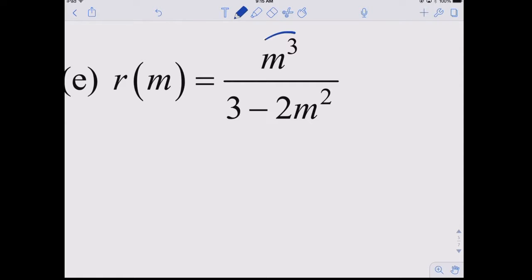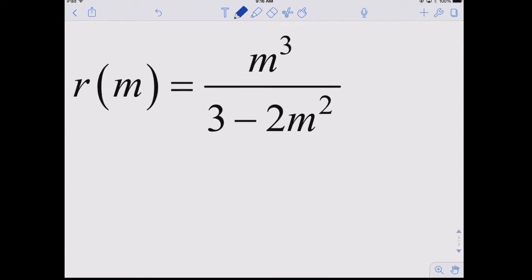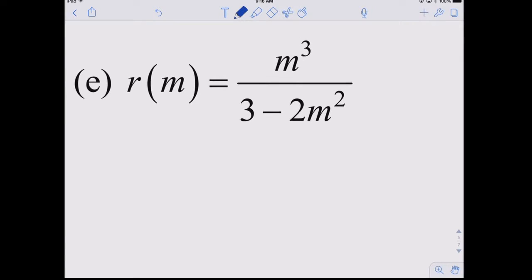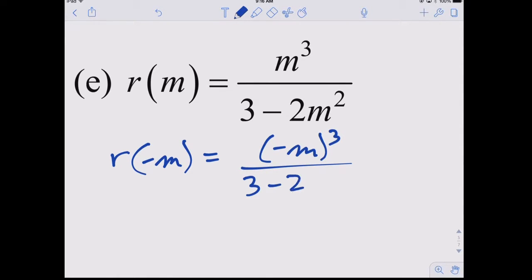I have something divided by something. That's a ratio of two expressions, or some expression divided by another expression. Let's go ahead and do the actual test before we come up with any rules of thumb. The test requires us to replace our independent variable, in this case m, with negative m. And over here I get negative m quantity cubed over 3 minus 2 times negative m quantity squared. Your exponents always go outside the parentheses, because the first step really could be to replace the variable with parentheses. Questions on that?